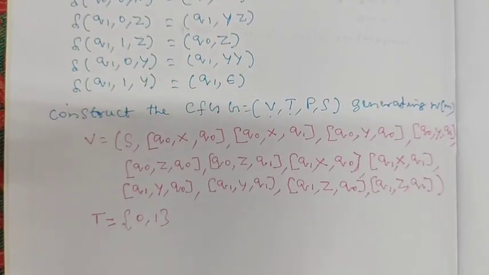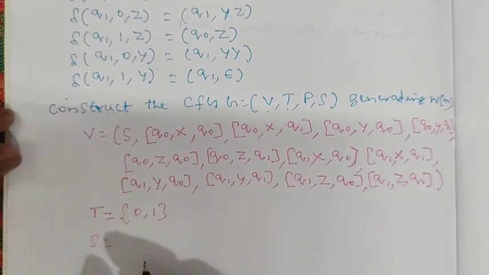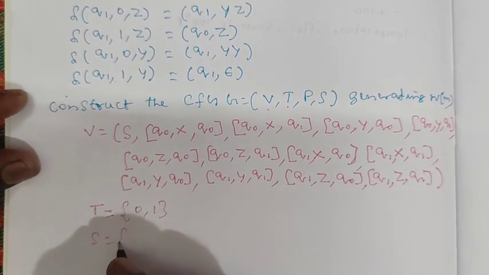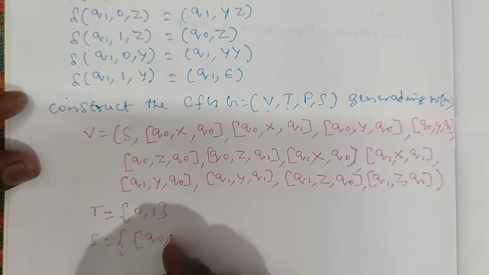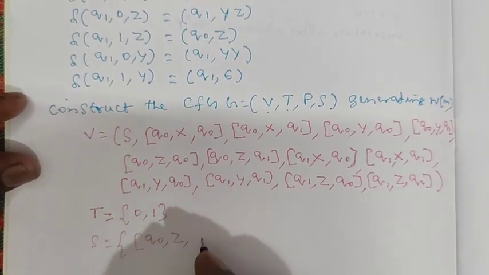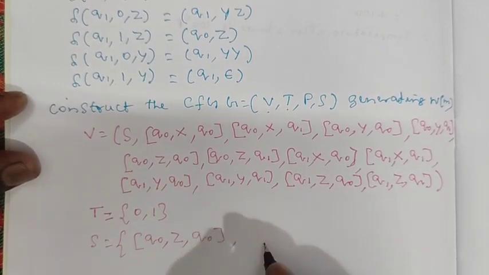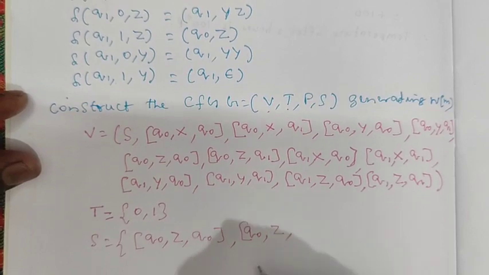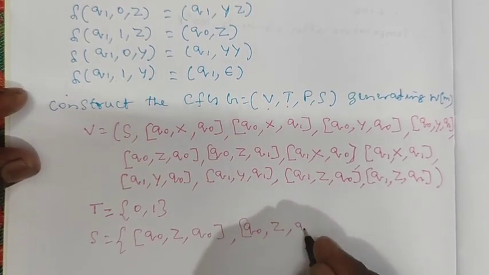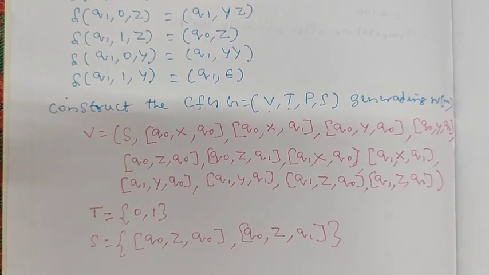So we will write the starting symbol here. S is equal to Q0, Z. Q0 is the initial state, Z, and then one more state is there, the state is called Q1. Okay, that's about the starting symbol here.